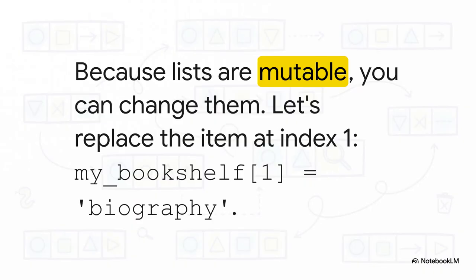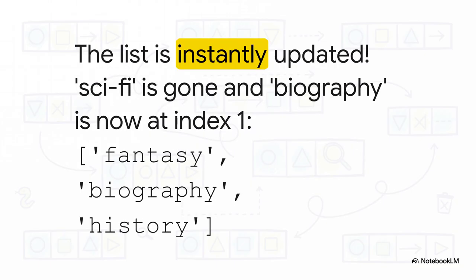Now, remember that second golden rule? That lists are mutable or changeable? Well, let's see it in action. Let's say I'm not really feeling sci-fi anymore. I want a biography instead. All I have to do is target index 1 and assign it a brand new value. And look at that, the list is instantly updated. Sci-fi is gone, and biography is now sitting right there at index 1. It's this ability to change things on the fly that makes lists so incredibly dynamic.